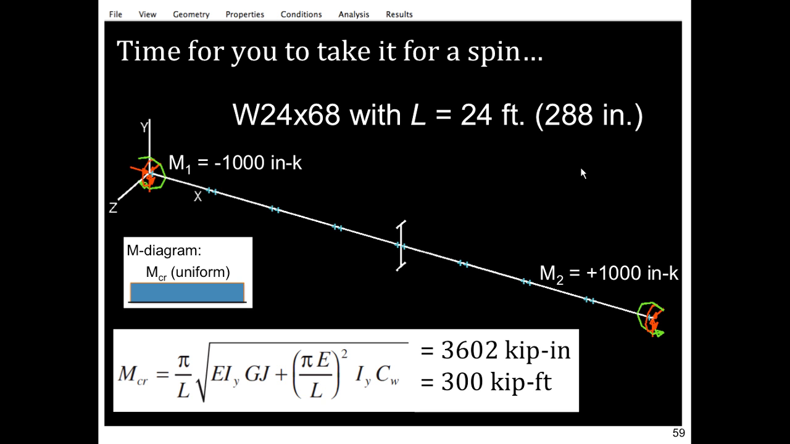And I just wanted to again emphasize that for uniform bending, equal and opposite end moments, the top flange, the top of the member, all the way across, has the same compressive stress. We have a uniform bending moment diagram. The critical lateral torsional buckling moment that would produce this is 300 kip-feet, or we'll be comparing it in kip-inches, since that's the units Mastan is working in right now, so 3,600. So that's sort of our base value.